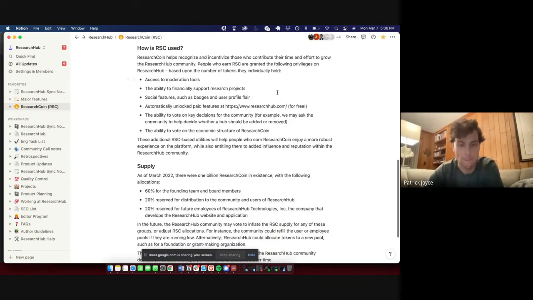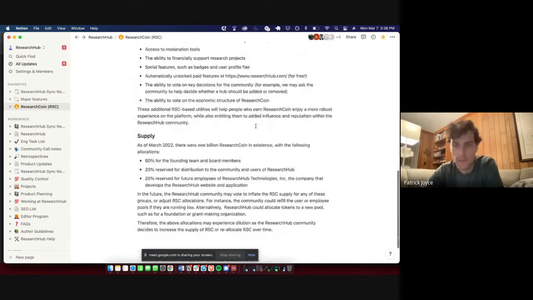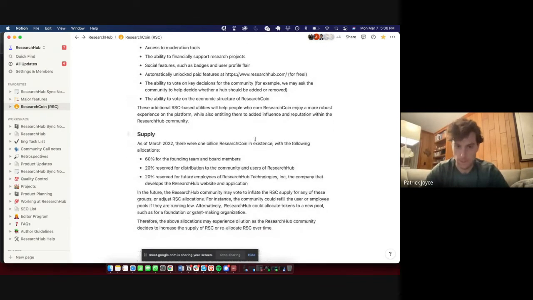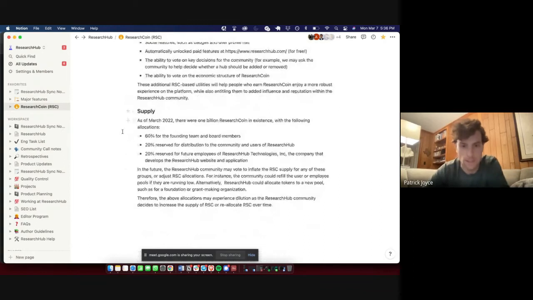So with that concept of founder-led companies, the way we're thinking about this is the initial supply is divvied up into three buckets: 60% for the founding team, 20% for the community and users of ResearchHub, and 20% for future employees of ResearchHub Technologies to help us hire and build out the ecosystem. This is a standard Silicon Valley type of distribution for an equity raise.